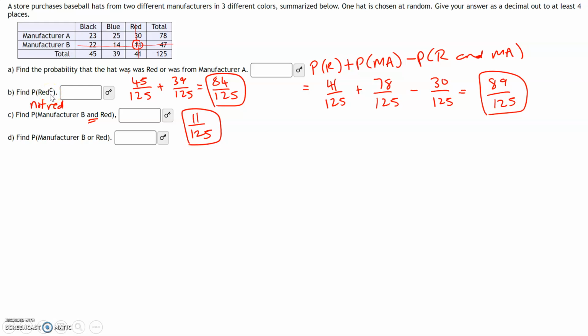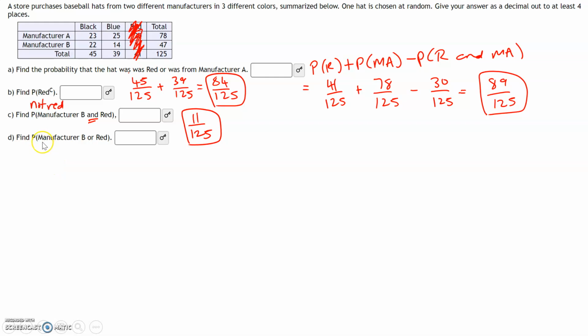Now back to part B, how many of them are not red? So not red, it means I'm just going to cross out the reds. Red with a C, that means the complement of red. So how many are not red? There's 45 that are black plus 39 that are blue for a total of 84 out of 125 that are not red.